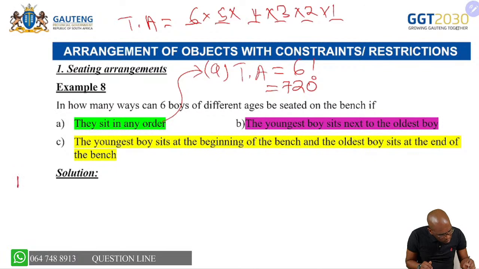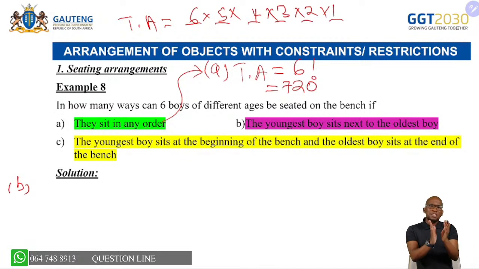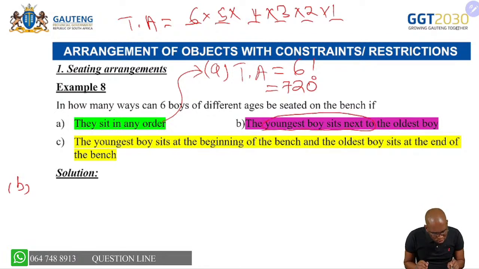Now, the second one, the youngest boy sits next to the oldest boy. Now, you see, now there's a condition. We call it in counting principle a constraint, or we call it a restriction. So there's a certain condition now. Now we want to deal with that condition. It says the youngest boy sits next to the oldest.